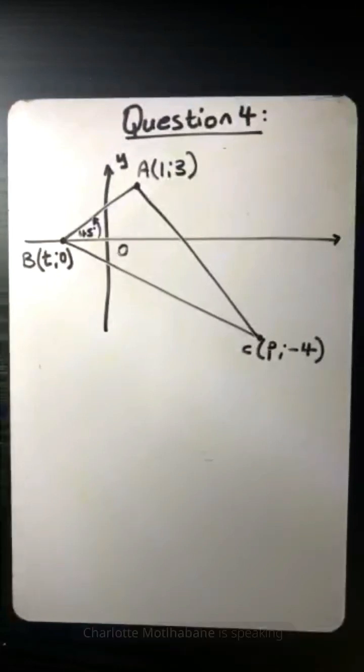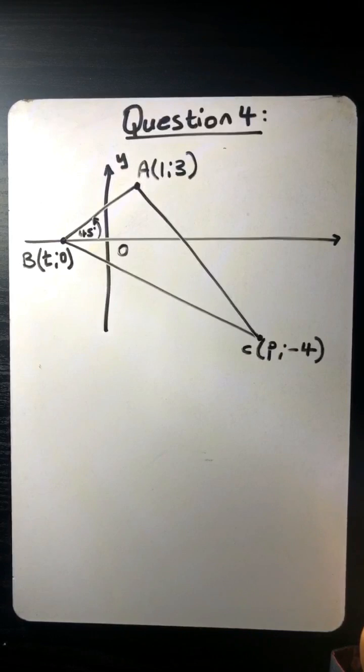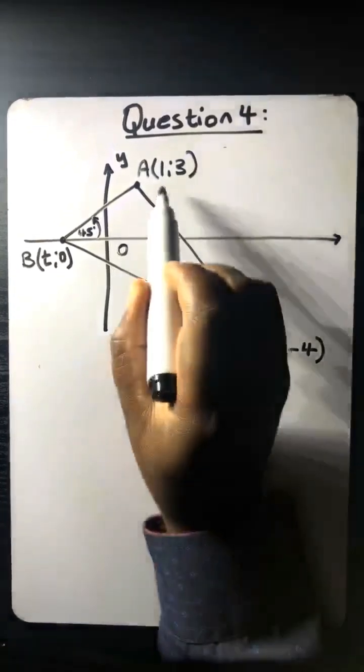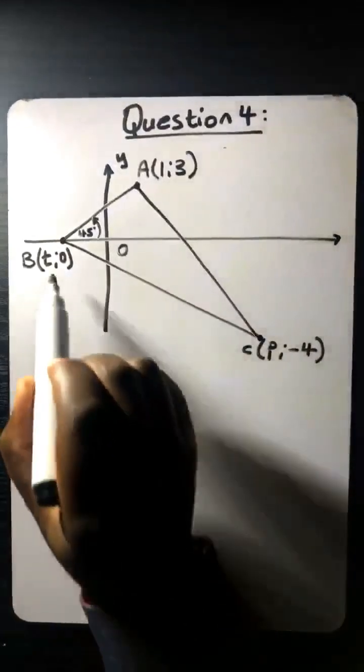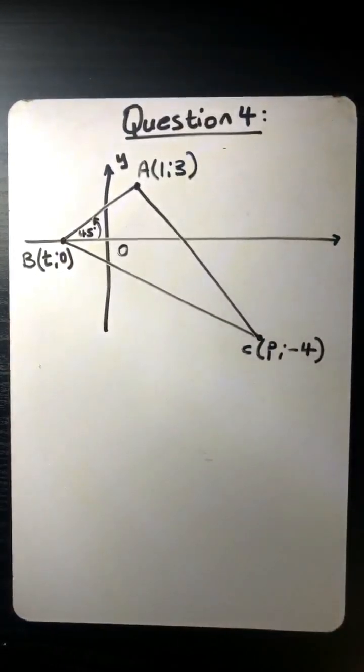So this is what I was saying. A, B, C, being those three points, is a triangle with vertices. Remember, we said vertices refers to the corners. Every time I see the word vertices, I remember last year when we were saying, if you want to talk to me directly, don't go through the corners, meaning do not go through the vertices. Vertex A is (1; 3), B is (t; 0), and C is (p; -4), with p greater than zero, in a Cartesian plane.